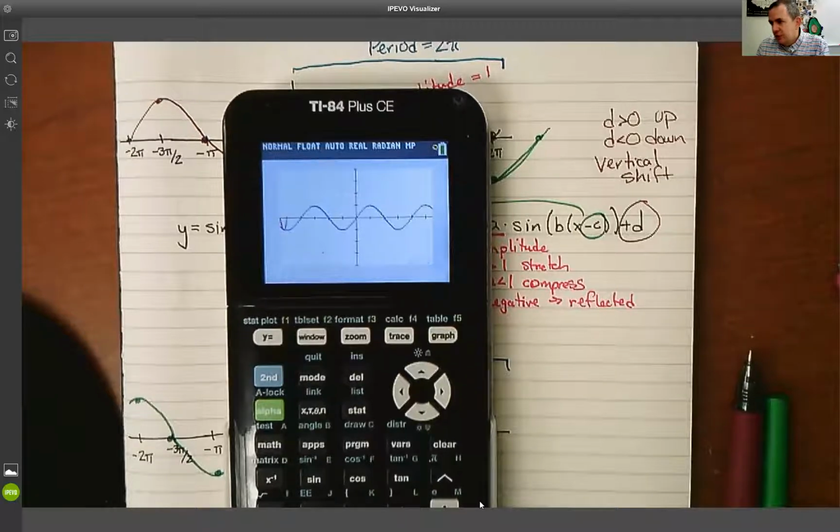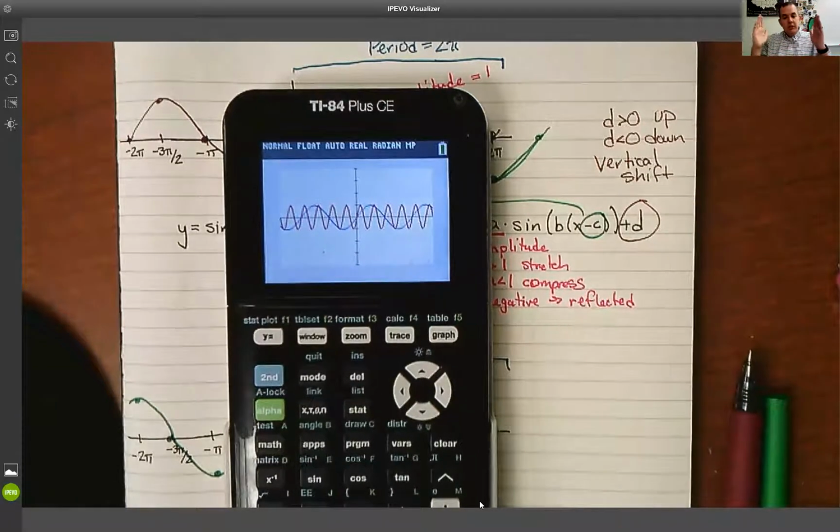And 4x, it's going to look weird. Now, what it does is it looks like it makes more of them. It does, but here's what it's really doing. It's taking what used to take 2 pi, what used to take this amount of time to do, and making it a shorter period of time. So it's kind of compressing the time.